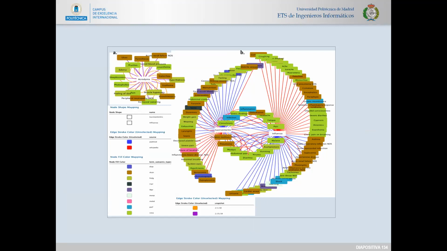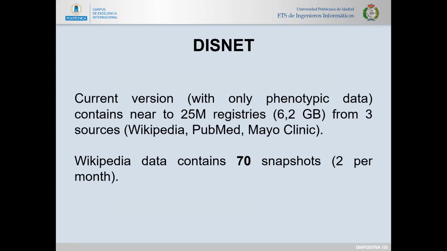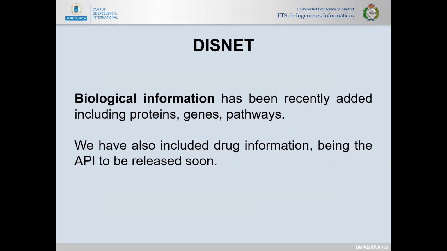But the reality is that right now, and I will show you later at the very end, a quick example, you are able to see the visualization in the DisNet platform. The current version is last year's data. I was not able to update it, sorry, but last year we had nearly 25 million registries, around 6 gigabytes of data from 3 sources: Wikipedia, PubMed, and Mayo Clinic. And Wikipedia alone contains 70 snapshots.